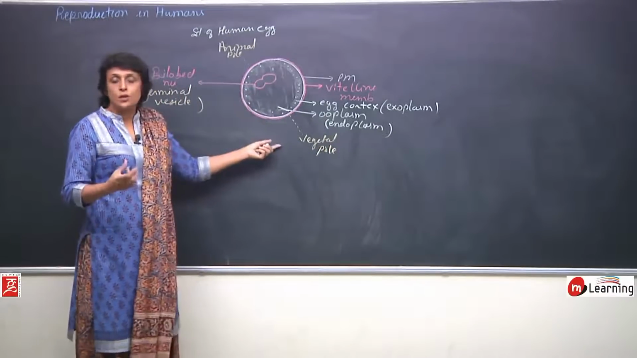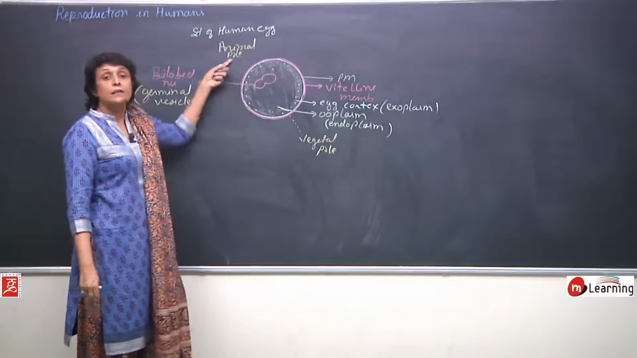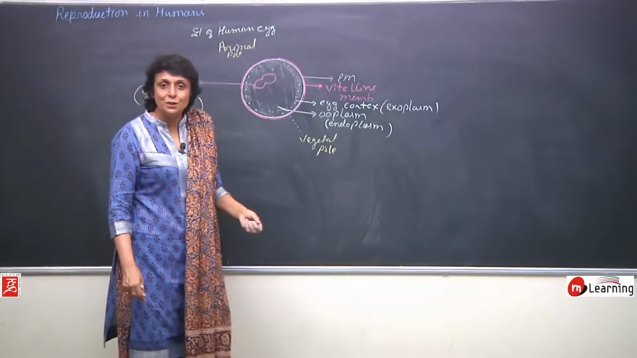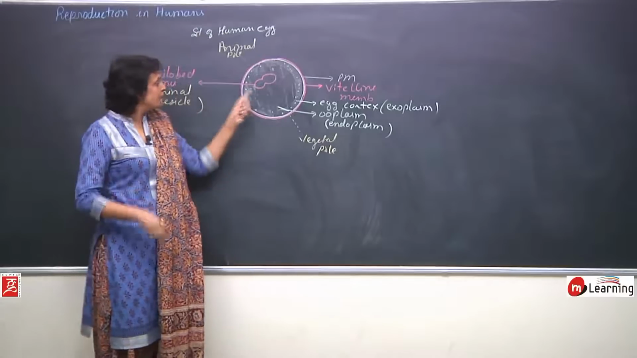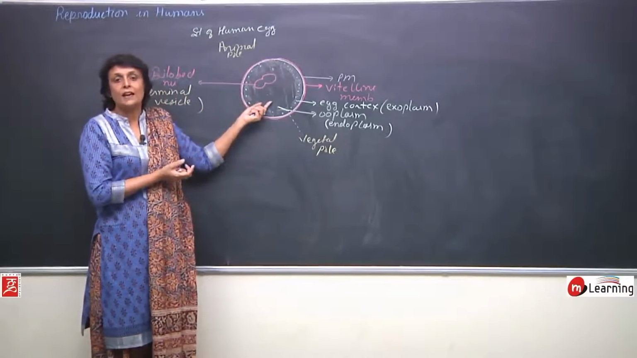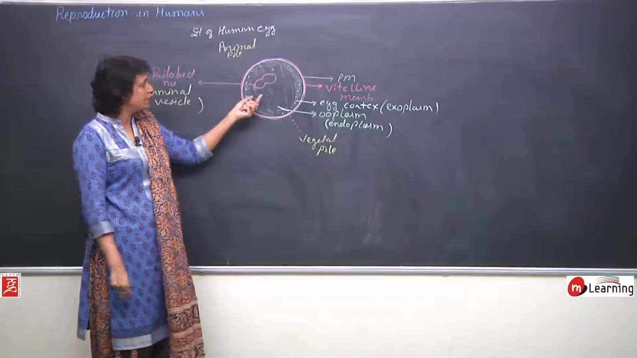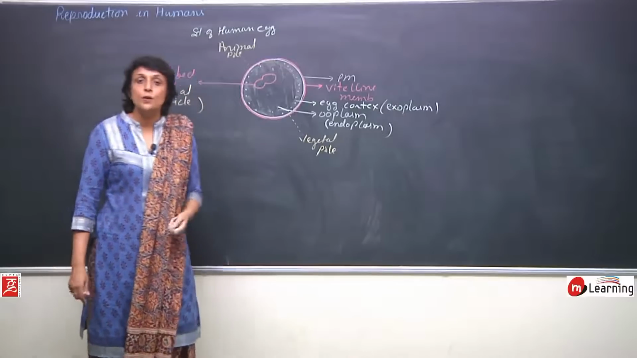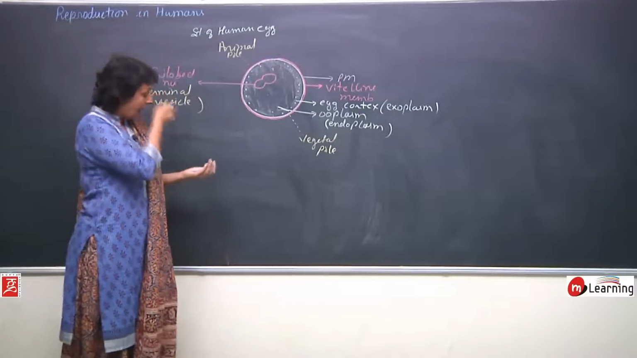Now why is this positioning important? Because the entry of sperm always takes place from the animal pole, and when the sperm enters, it finds the nucleus right there, because ultimately nuclei have to fuse for fertilization first. So this is the place from where the entry of sperm will take place.